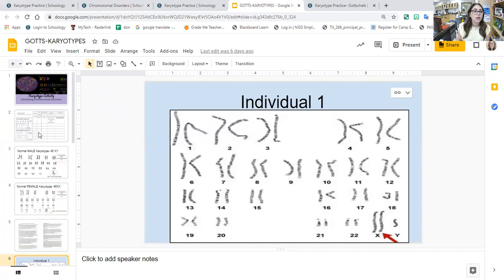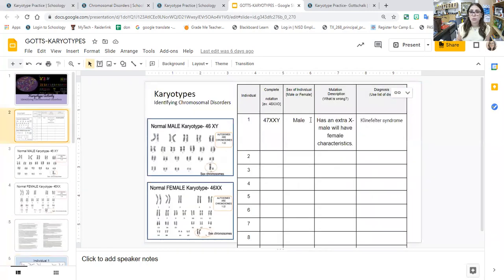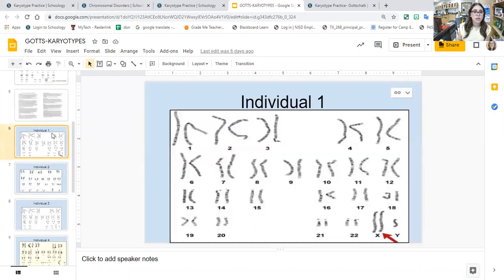Okay. So walking you through how I answered number 1. I said that this was a male with an extra X chromosome, which is Klinefelter syndrome. So let's look at this karyotype together. I'm going to annotate on my screen so that you're able to see the thought process behind completing this activity. I have 2 chromosomes in pair 1, so that's good. And you're going to just make sure that you have 2. If you have more, if you have less, you have found a mutation.